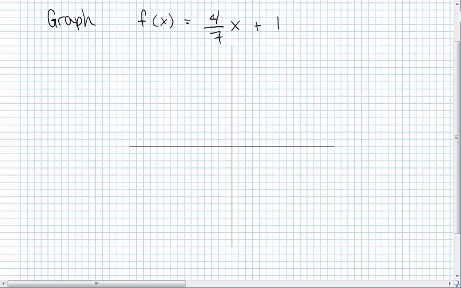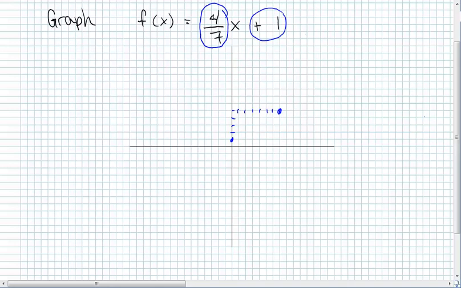Alright, well, again, let's start with the y-intercept, which is plus 1. There it is right there. That's where it crosses the line. The other points are going to be on a slope of 4 over 7. In other words, the rise is 4, the run is 7. So count up 4. It's positive, so it goes up to the right, remember? So count up 4, 1, 2, 3, 4, and to the right 7. 1, 2, 3, 4, 5, 6, 7, boom.